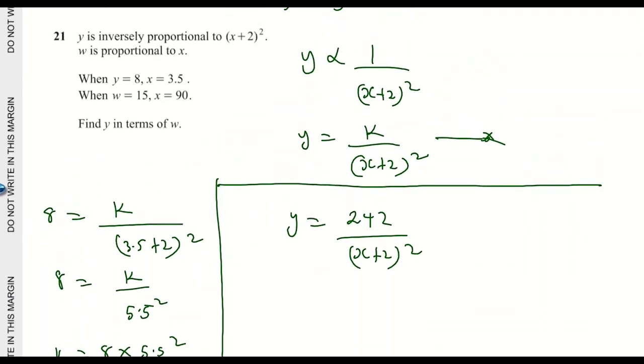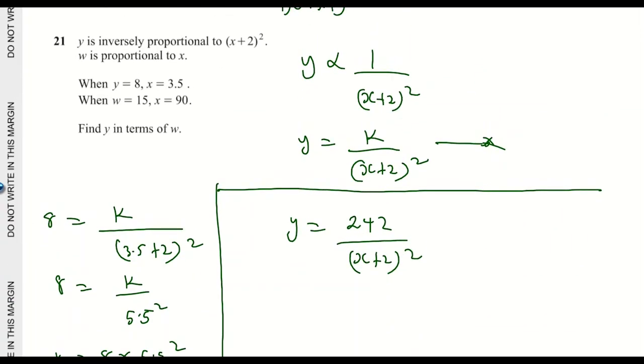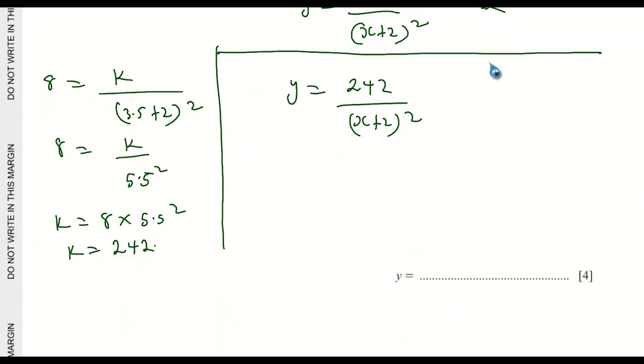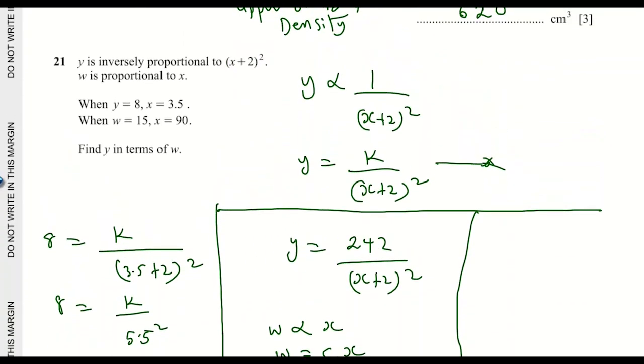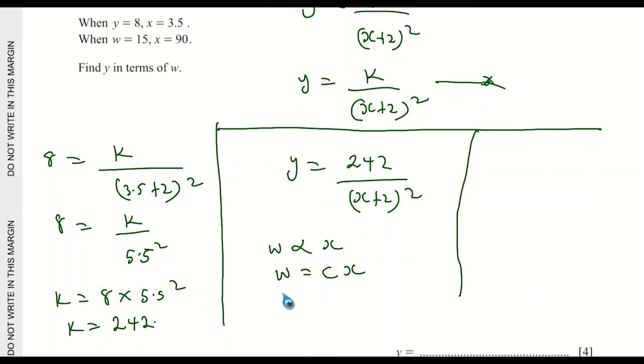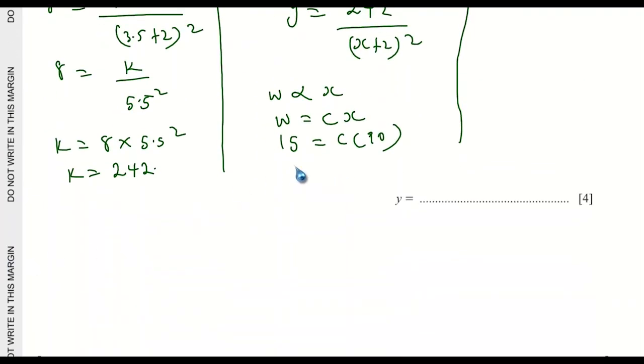So also we are told that w is proportional to x. So let's demarcate it like this. W is proportional to x. It means w equals cx. So now let's find the value of c when w equals 15 and x equals 90. So from here we know that 15 equals 90c and c equals 15 over 90. So c equals 1 over 6.